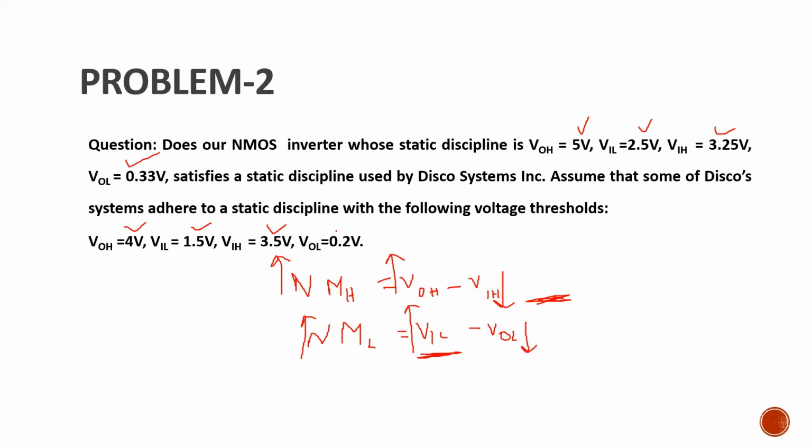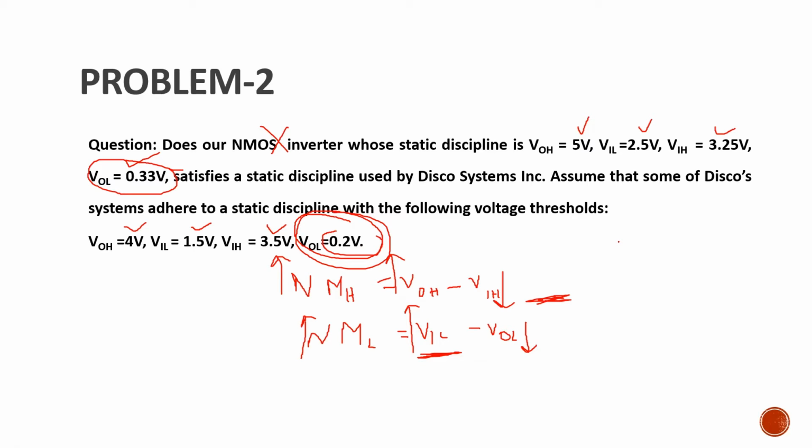But here what is VOL of systems? 0.2 volts. So guys, in this case, we don't use these NMOS cells or devices as it is failed to satisfy VOL, because VOL we are expecting less than 0.2, but here this device has 0.33, more than the system's value. Hence, it is failed to satisfy the static discipline. Hence, we don't use it.